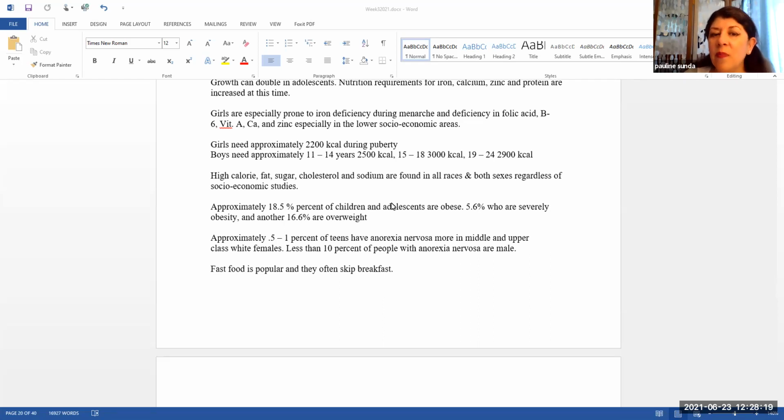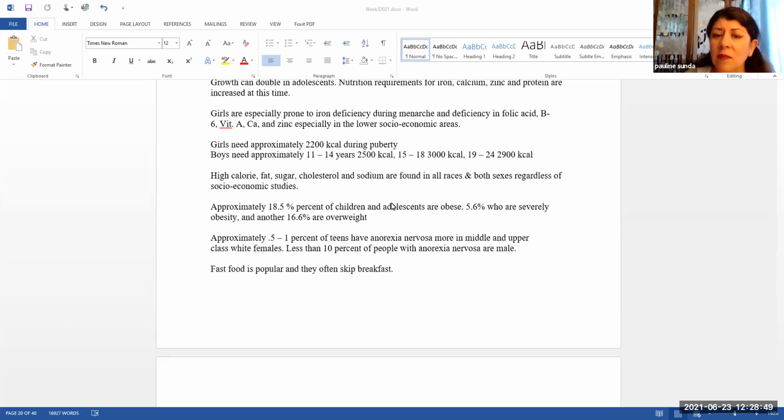Approximately 18.5% of children and adolescents are obese, 5.6% are severely obese, and then another 16.6% are overweight. So please note, I'm not going to ask you the specific percentages, but it is just important to be aware that there is a problem with being overweight and obesity in our pediatric population.